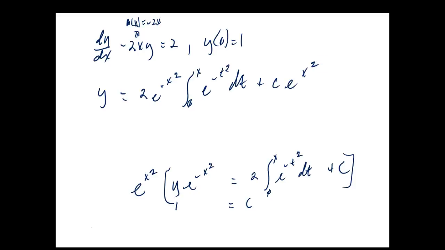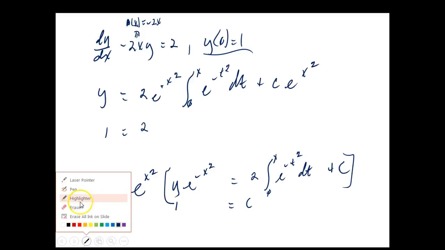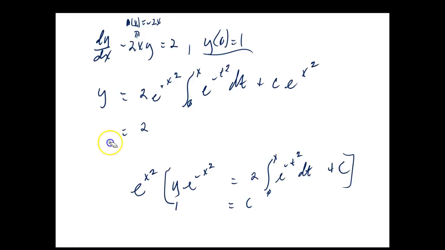Now we're going to use this thing again. When x is equal to 0, y is equal to 1. So 1 is equal to 2. When x equals 0, that's 0. Wait, we've already done that. I'm sorry, where my brain is, I don't know. This is a 1. We've already done that part. Don't need to do it again. So that's our equation.